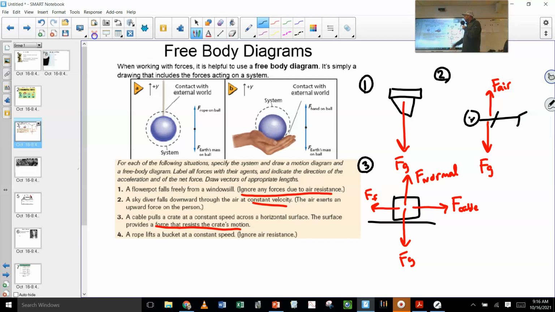Number 4, a rope lifts a bucket at a constant speed. So here's my bucket. And there's a rope that lifts it. So again, the one force that you're always going to have, gravity.